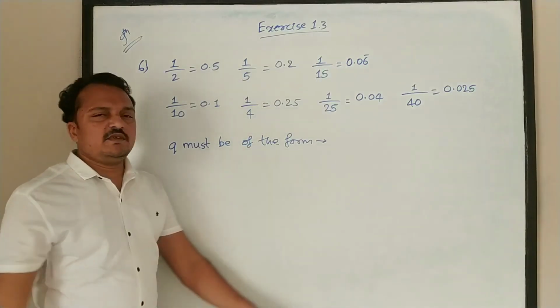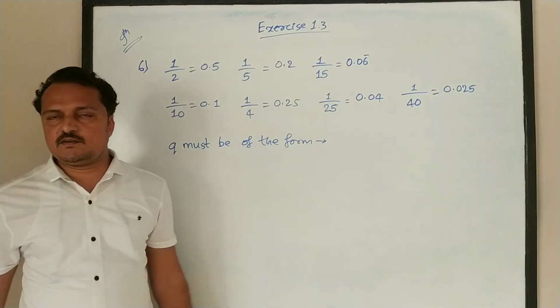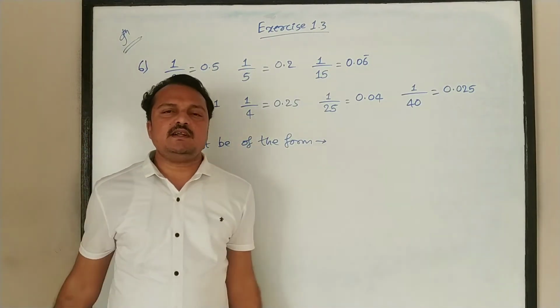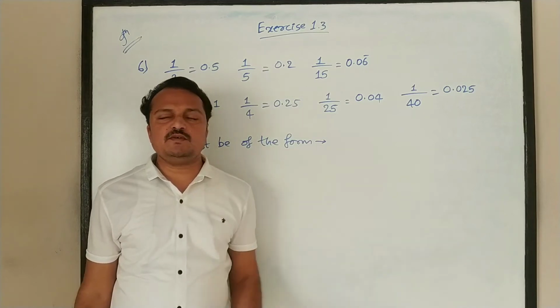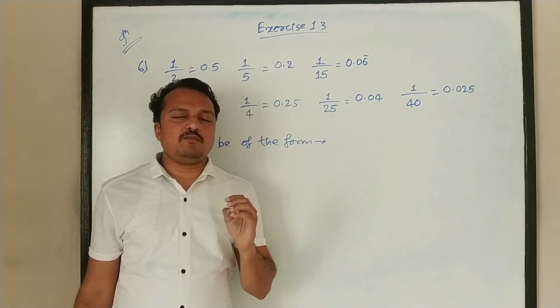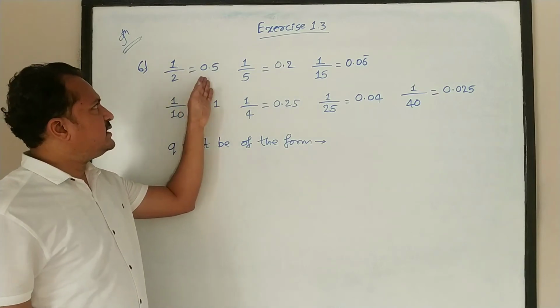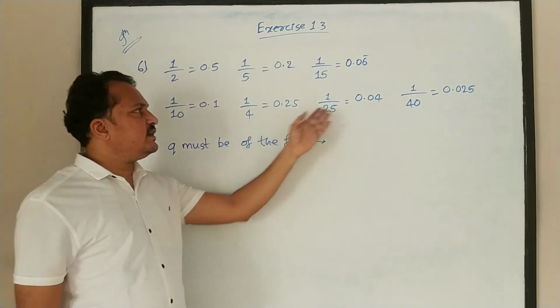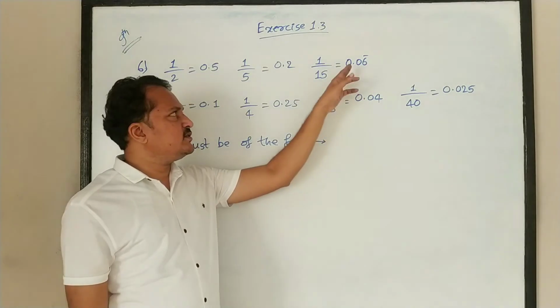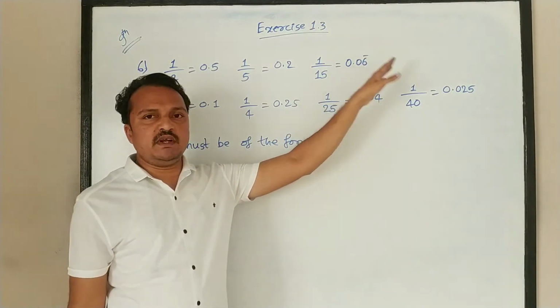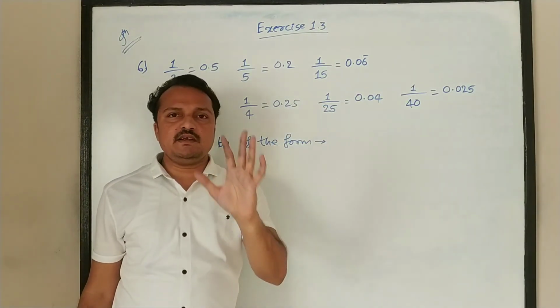Okay. Come to the sixth question here. What is the sixth question here? Select some of the rational numbers which are in the form of p by q. And what is the property of the q? That means what should be the denominator so that it should have a terminating decimal expansion. It should not be a recurring or repeating decimal. It should have a terminating decimal expansion.